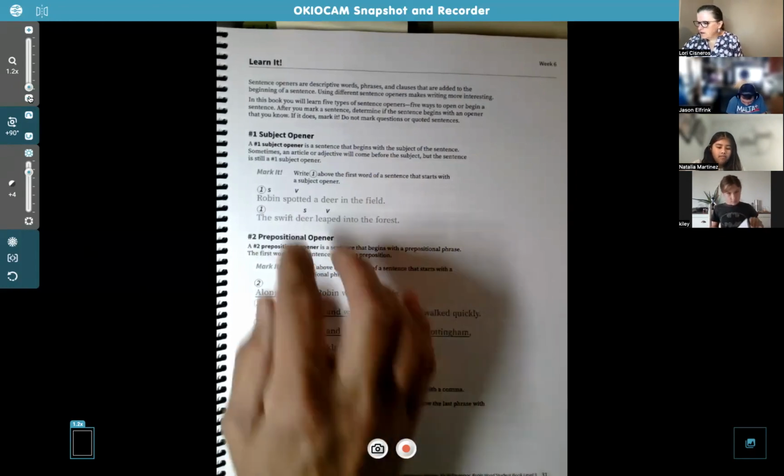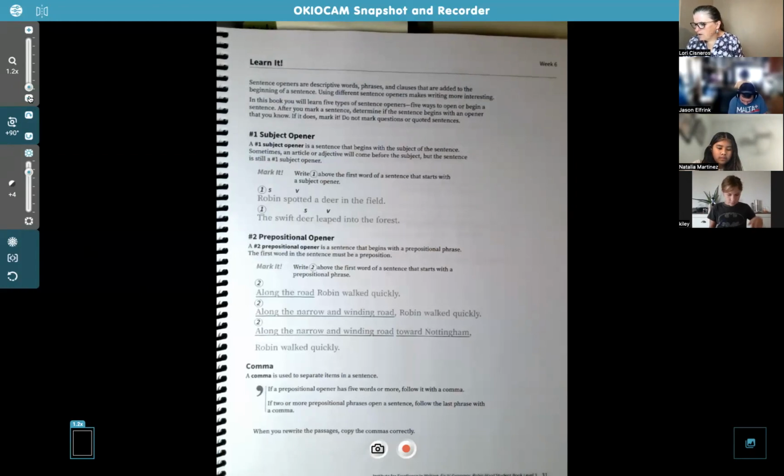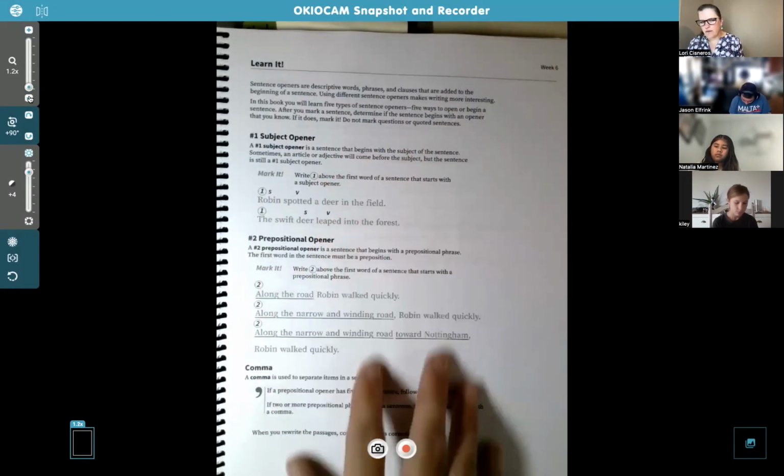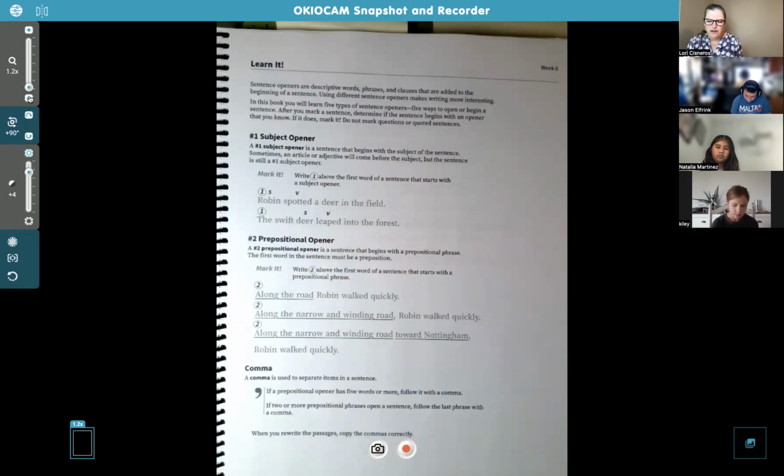And it says sentence openers are descriptive words and phrases and clauses that are added to the beginning of a sentence. Using different sentence openers makes writing more interesting. So remember, this is a style and structure class. So everything we do, we learn in the grammar book and we apply it to our writing. It's giving your writing more style. And this is one way you can do that.